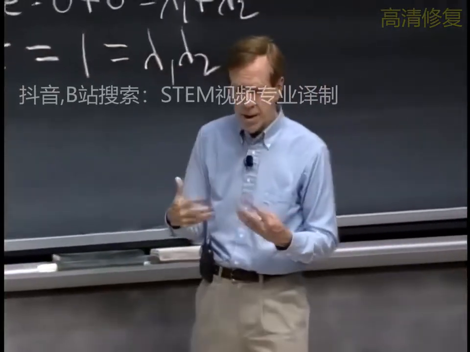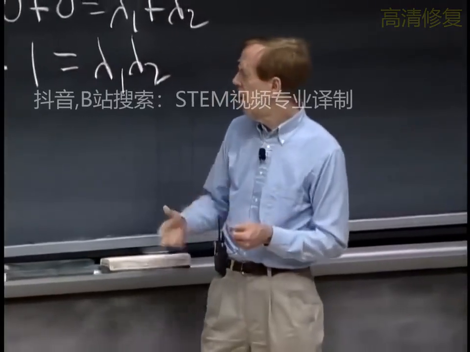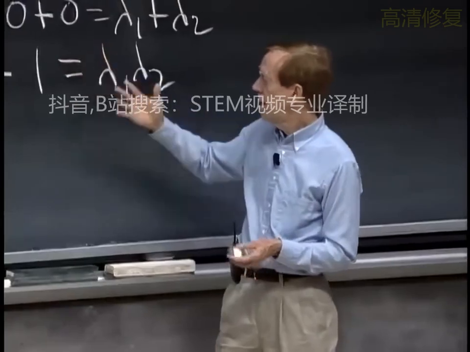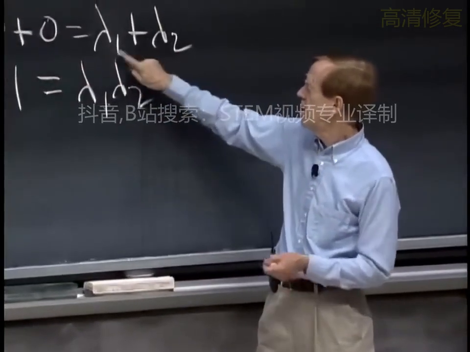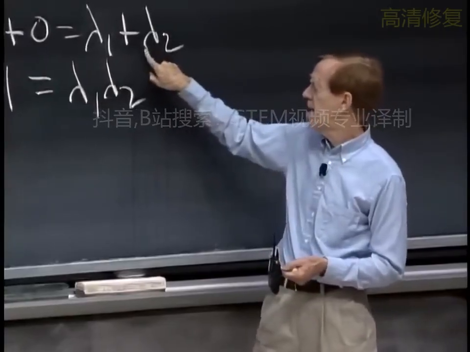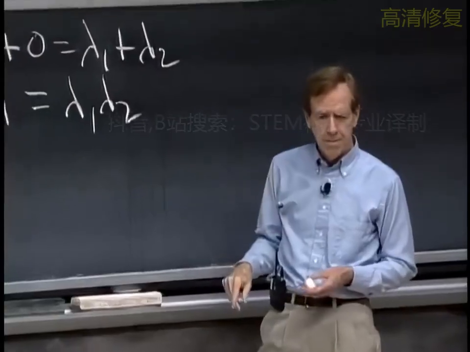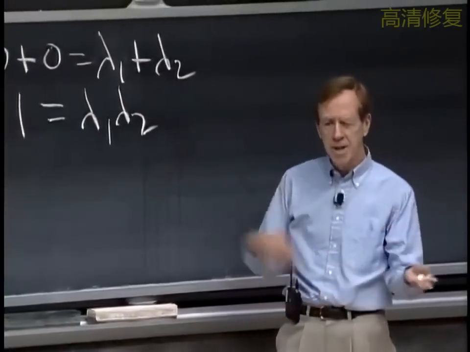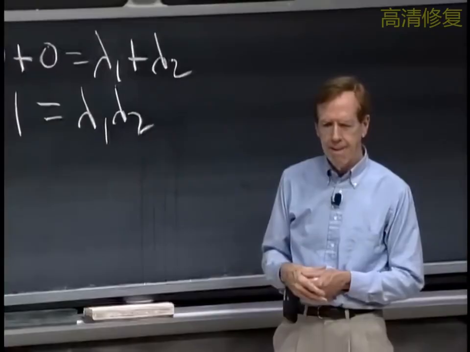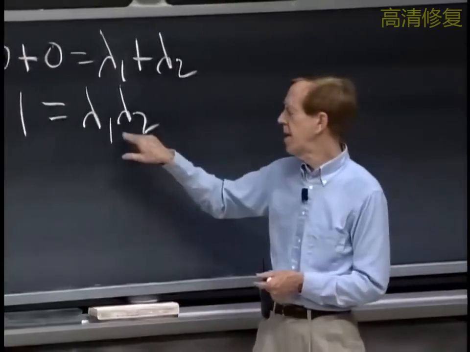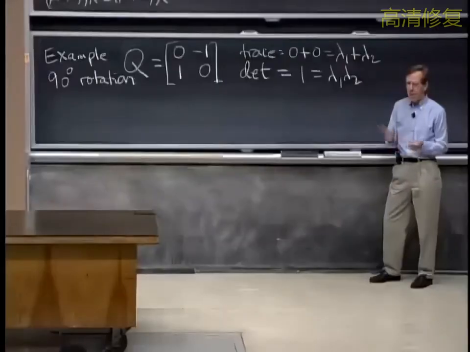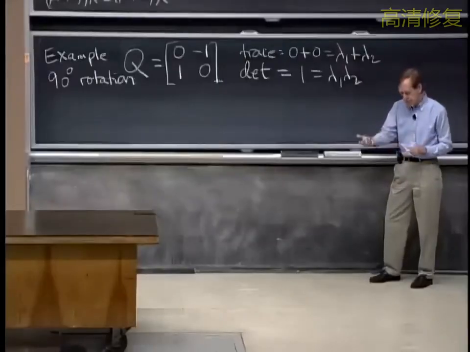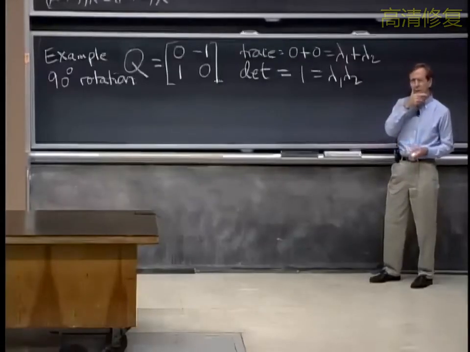And with eigenvalues, we're going to have trouble. From these equations, let's see. Why am I expecting trouble? The first equation says that the eigenvalues add to 0. So there's a plus and a minus. But then the second equation says that the product is plus 1. And we're in trouble. But there's a way out.